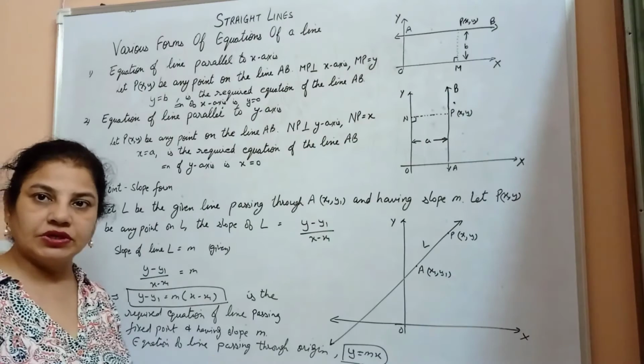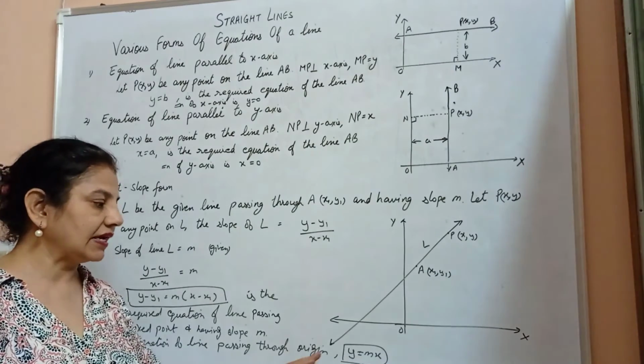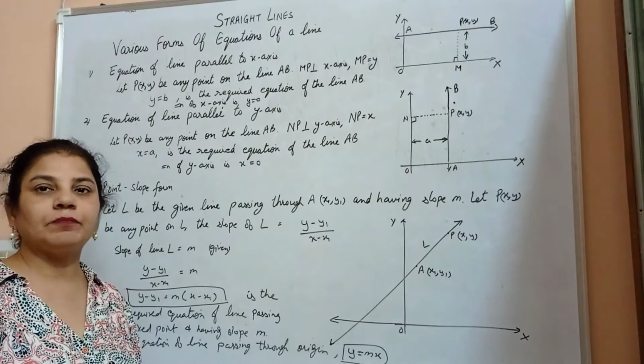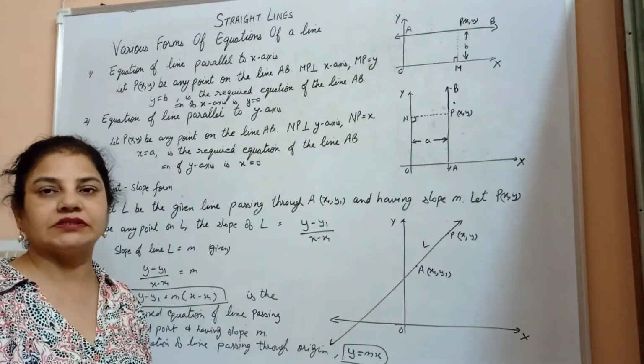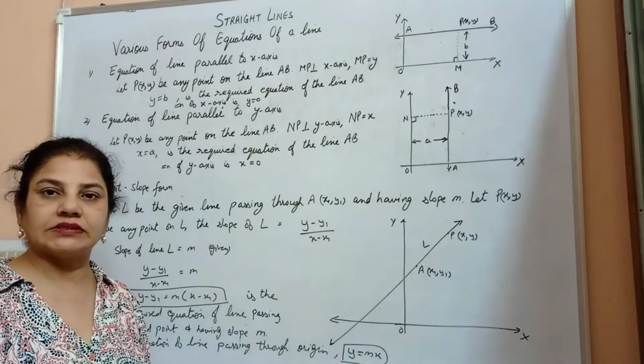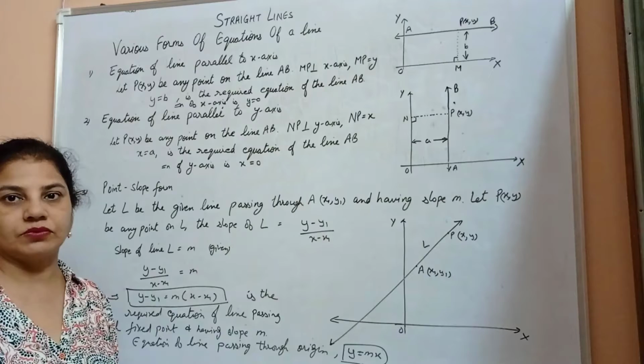Equation of a line passing through origin is given as y is equal to mx. Here the point is given to us as the origin, meaning the point is (0, 0). So we say y is equal to mx is the required equation of a line passing through the origin.